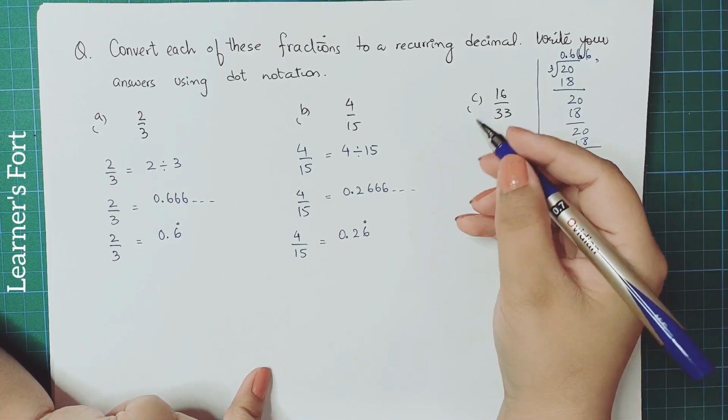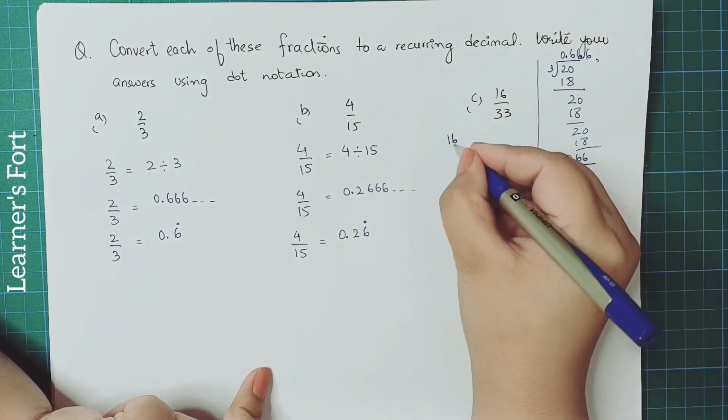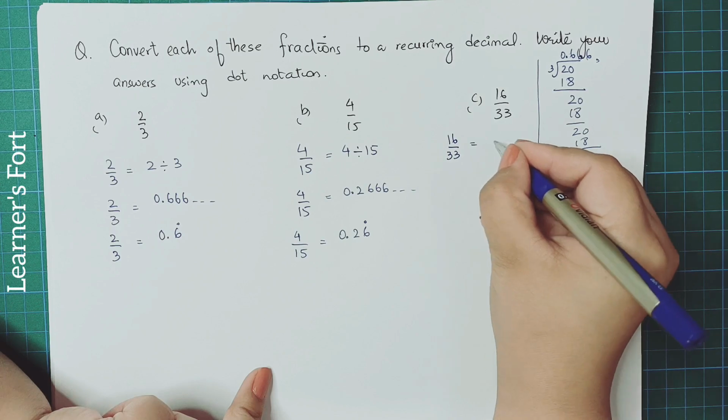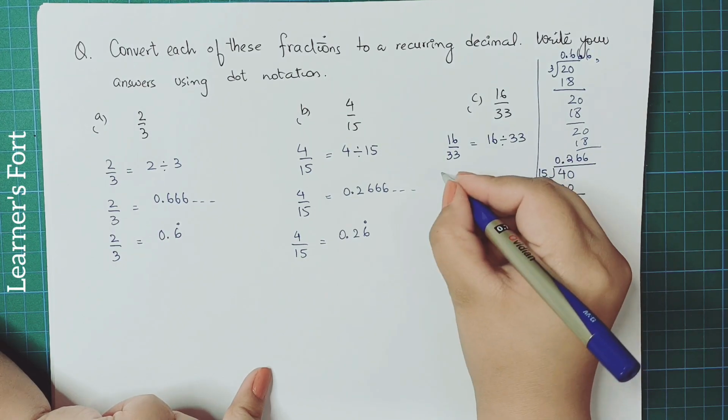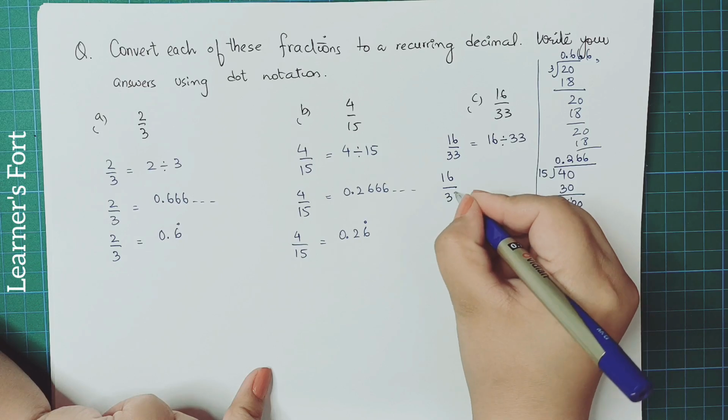Okay, now let's have a look at the next one, which is 16 upon 33, which is equal to 16 divided by 33. Okay, so how are we going to express 16 upon 33?